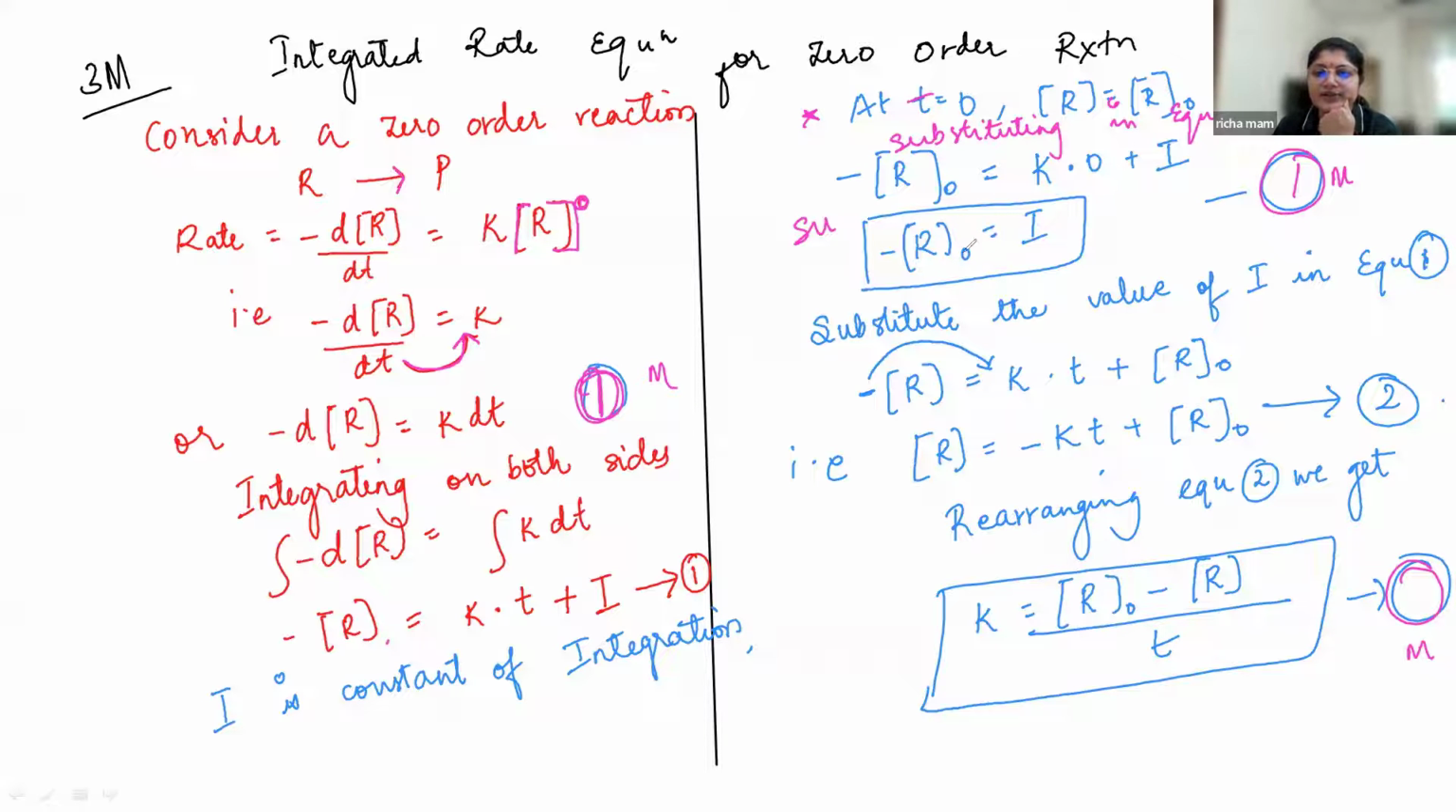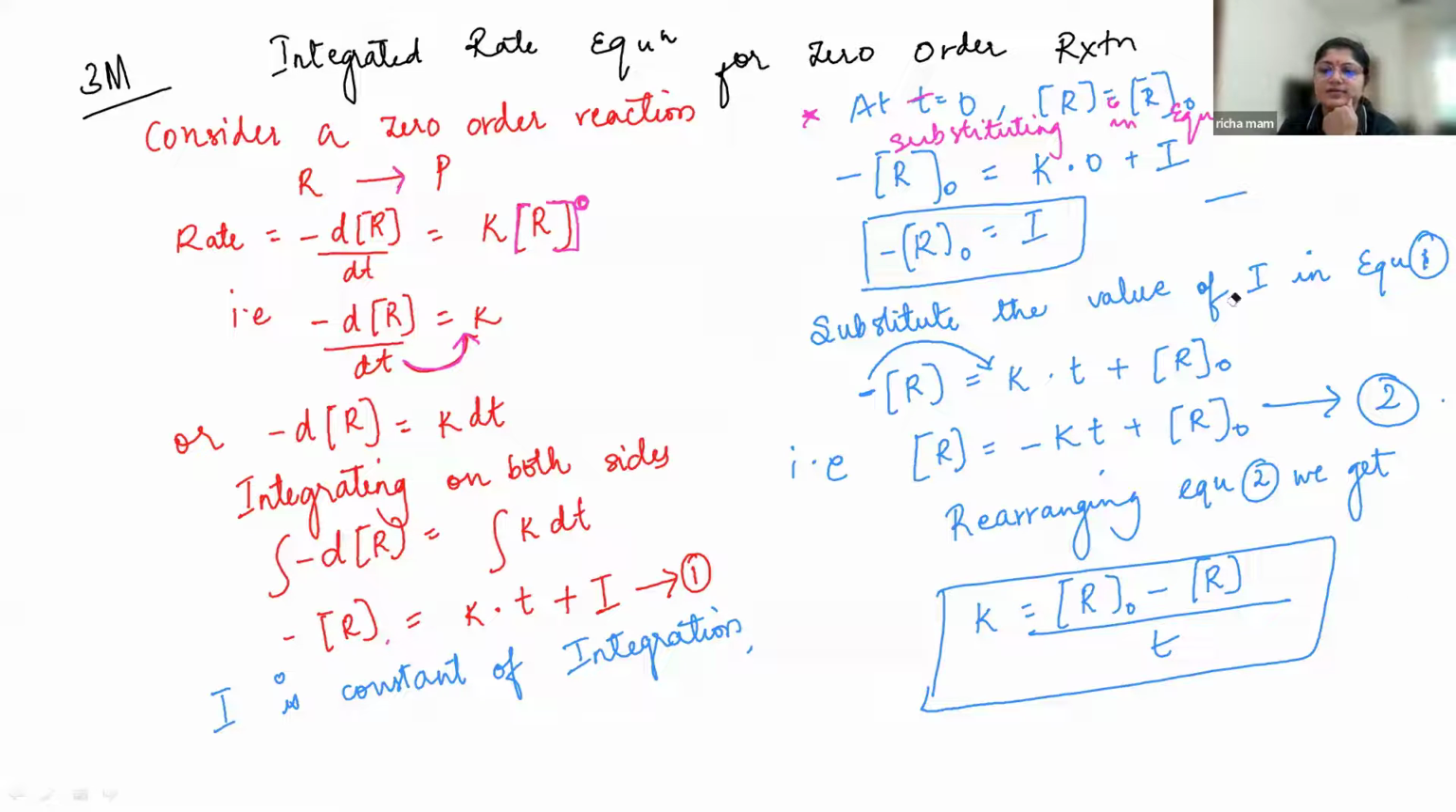Now this value of I, we are going to substitute again in equation number 1. So we substitute the value of I in equation 1. What do we get? Minus R is equal to KT plus R naught. We are shifting this negative sign to the other side. So R, the concentration of R, is equal to minus KT plus R naught.